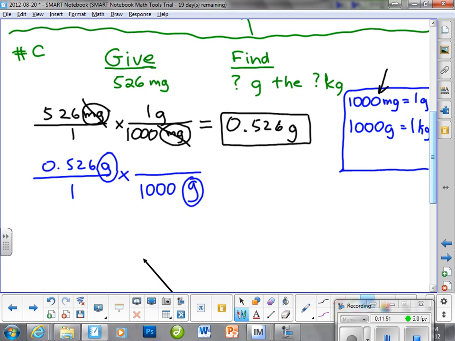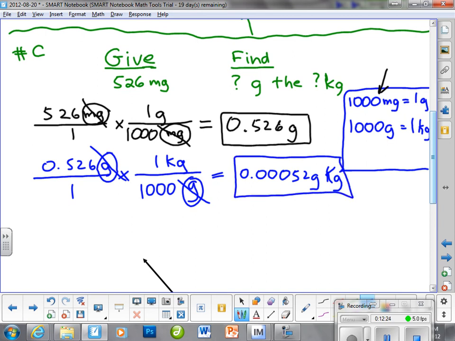Kilograms. And that coefficient is 1. Okay, so we got 1 kilogram. And can we cross out anything? Yeah, we can. We can cross out the grams. And we move the decimal 3 more to the left. And so now we have 0.000526. And that would be the kilos. And that would be our final answer.